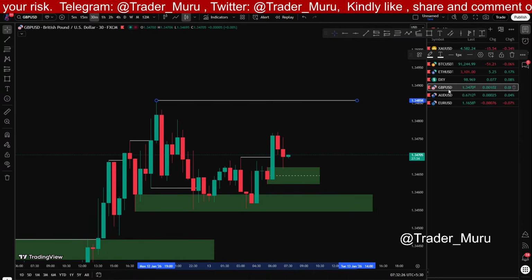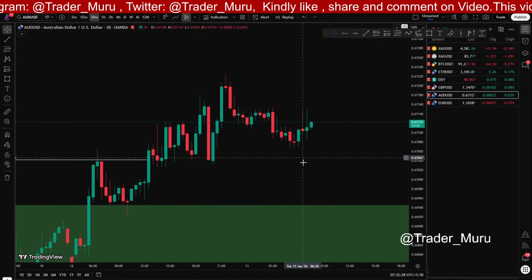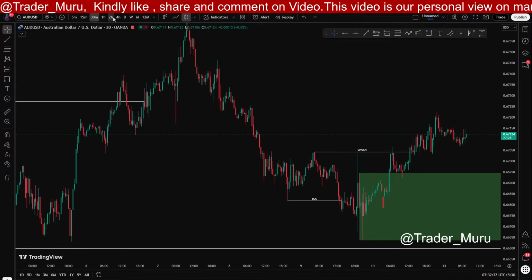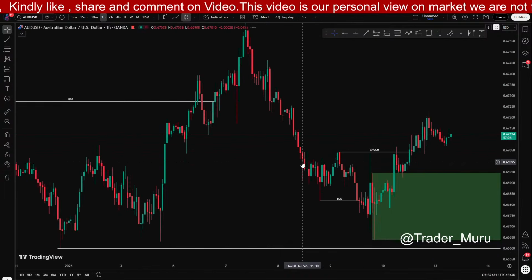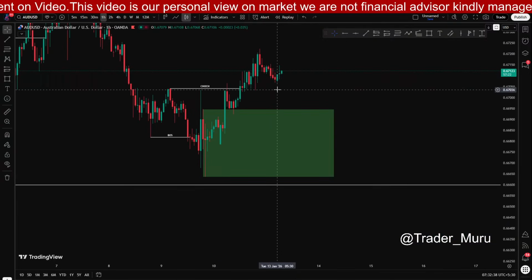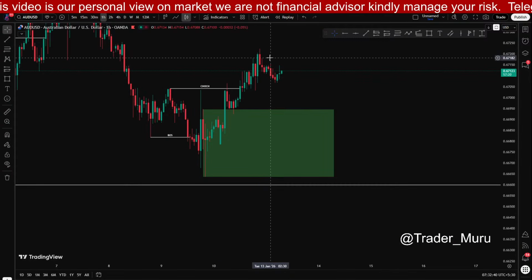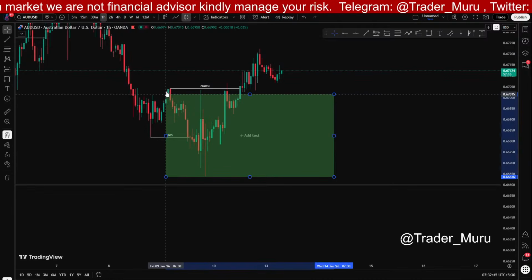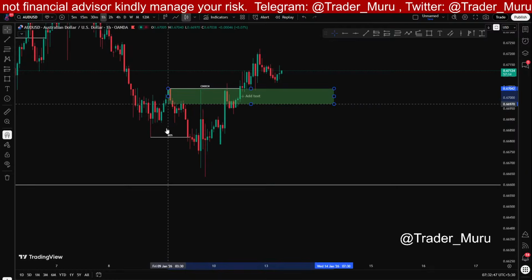GBP is bullish. AUD is also bullish. In the 1 hour time frame, we have a change of character. After that, this is a retracement, again pump. So this area is good for a retest here.